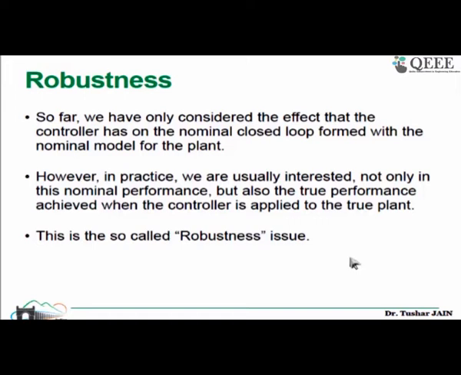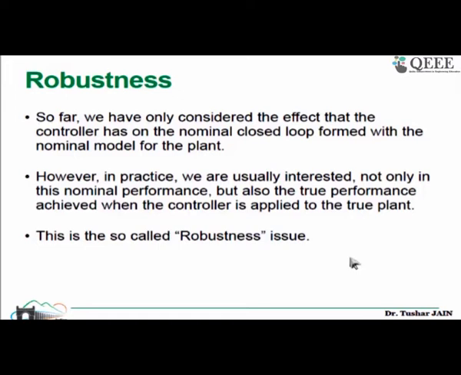However, in practice we are usually interested not only in the nominal performance, but also the true performance achieved when the controller is applied to the true plant. The transfer function of the controller is known to you because you are the control engineer and you have designed that controller, to be applied onto a physical plant, for which you have a model in terms of a transfer function, which might be uncertain. So there you see the robustness of the closed loop with respect to that controller. This is what we call the robustness issue.